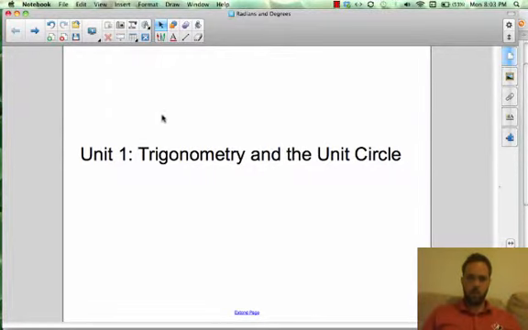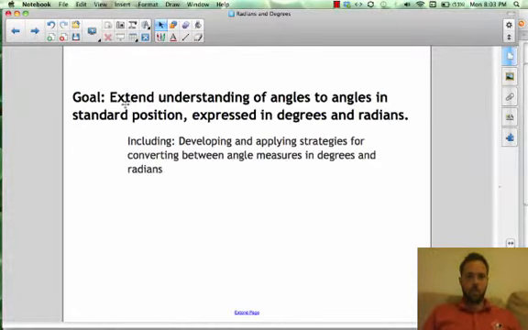So welcome to Unit 1 of Pre-Calculus 30. This unit is focusing on trigonometry and the unit circle. Our first goal is to extend understanding of angles to angles in standard position expressed in degrees and radians. And today we will be focusing specifically on developing and applying strategies for converting between angle measures in degrees and radians.